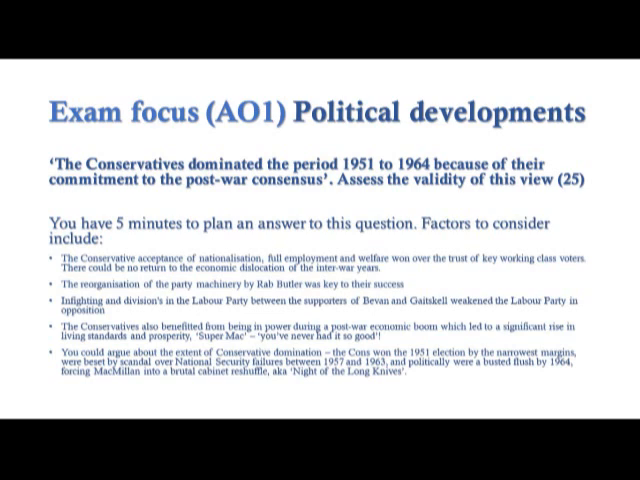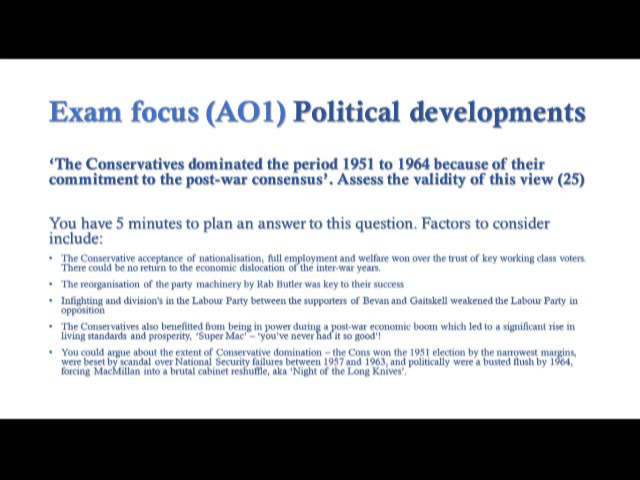So here's a good question for you. The Conservatives dominated the period 1951 to 1964 because of their commitment to the post-war consensus. Assess the validity of this view. Now, you can go away after this recording is finished and plan this answer on your own, but, again, a balanced plan which will lead to a balanced argument and a balanced judgment. But I've given you some things to think about here.